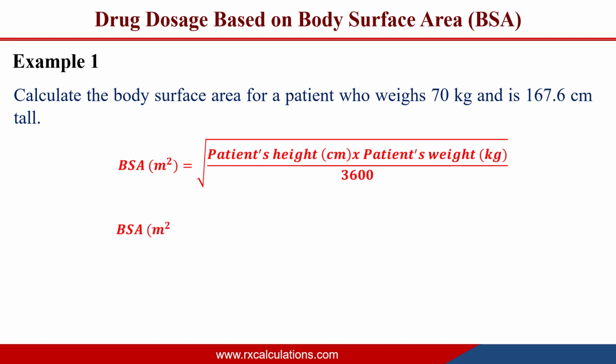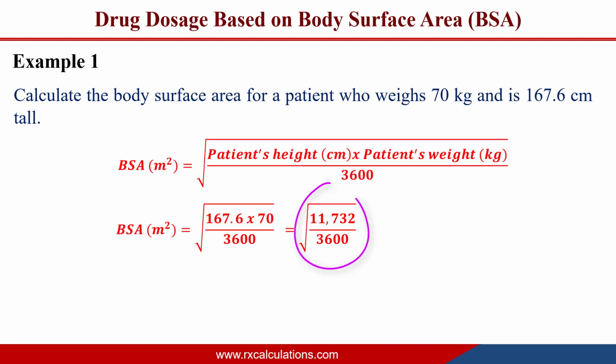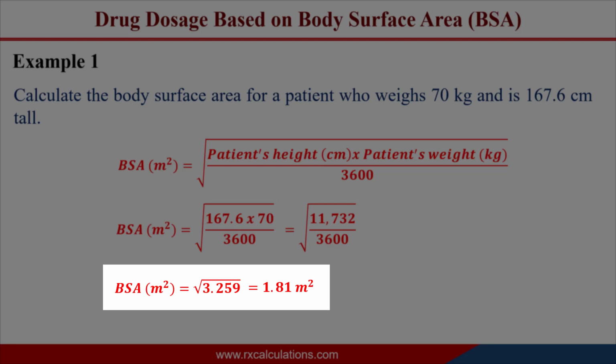So now we can go ahead and simply substitute the values of the patient's height and the patient's weight into the equation. So now we have BSA in meters squared being equal to 167.6 times 70 divided by 3600. This breaks down to give us the square root of 11,732 divided by 3600. And so the BSA in meters squared is going to be equal to the square root of 3.259, and that should give us 1.81 meters squared.